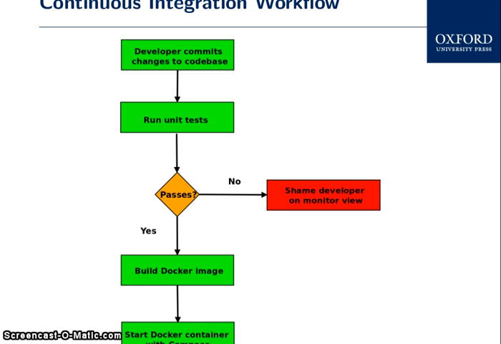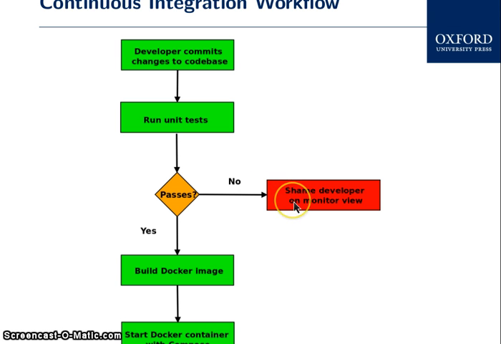This is the continuous integration workflow that we use. It's very simple and straightforward. It starts with a developer that commits changes to the code base. This triggers a Jenkins build that runs unit tests. If the tests pass, then the Docker image is rebuilt and the Docker container is restarted using Docker Compose.